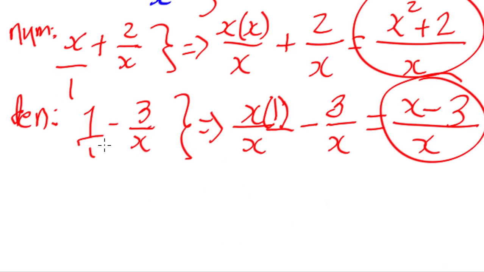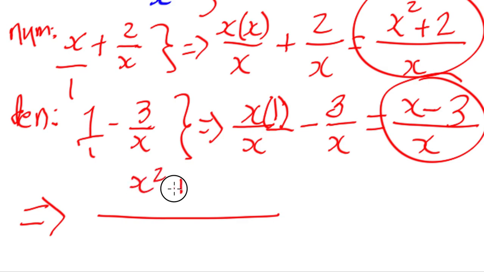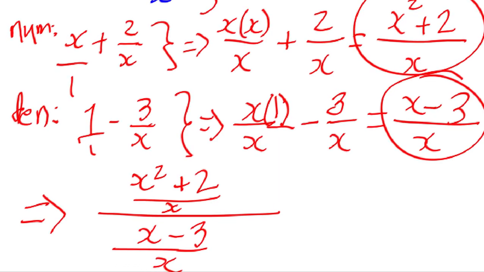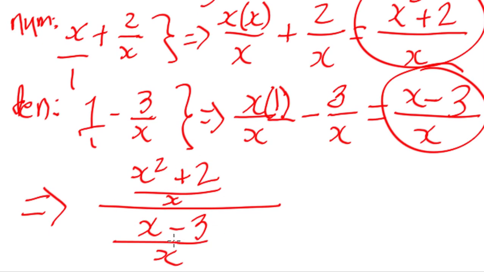This is going to become x squared plus 2 all over x, all over x minus 3 over x. Now, if this is the case, we can proceed to division. Since they have the similar denominator, we can actually cancel that. Why do we do that?